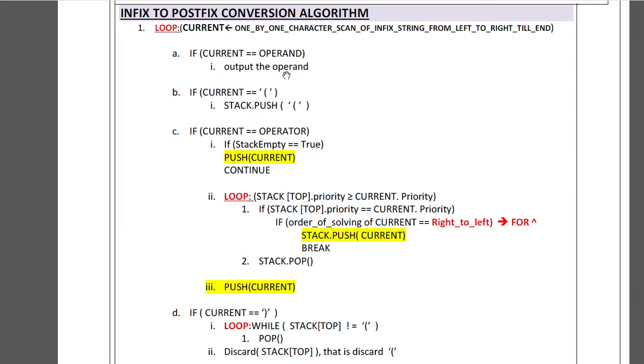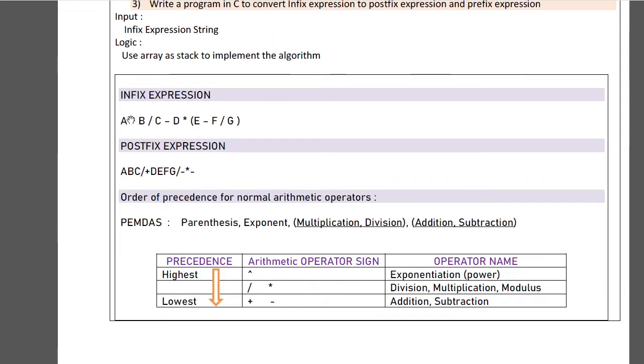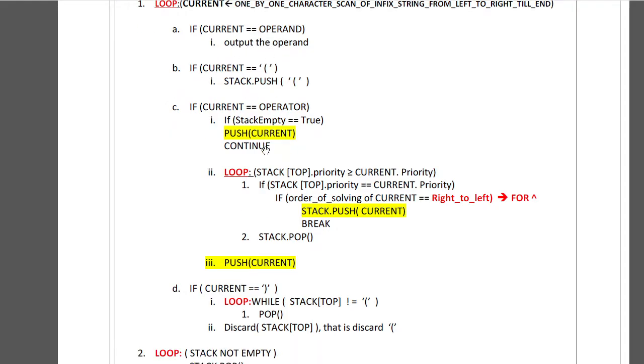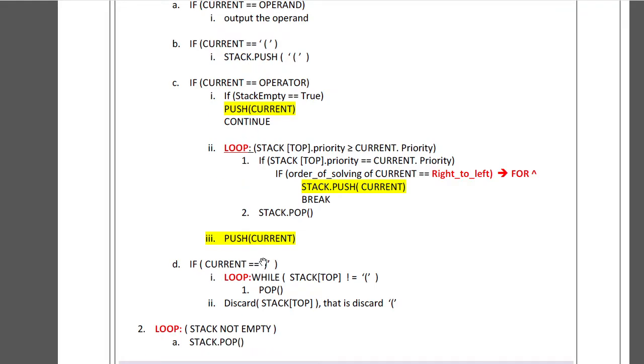Inside this, we can have an operand. Operand means, for example, A, B, C, D are operands, and plus, minus, star are operators. If an operand comes, you output the operand. If an open bracket comes, we push it in. In the same way, if a closed bracket comes, we pop and put things in the output till we get an open bracket. After that, we discard it.